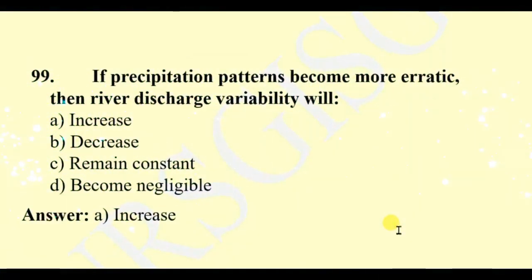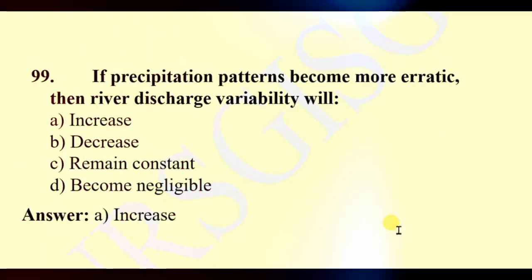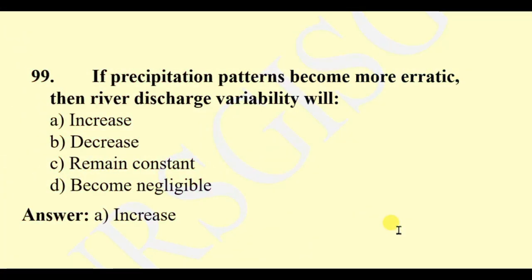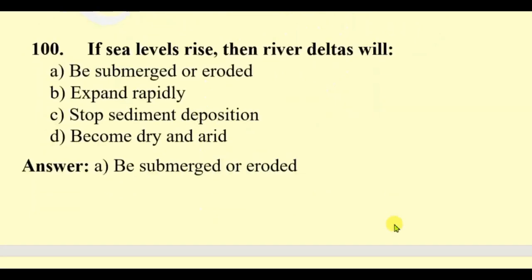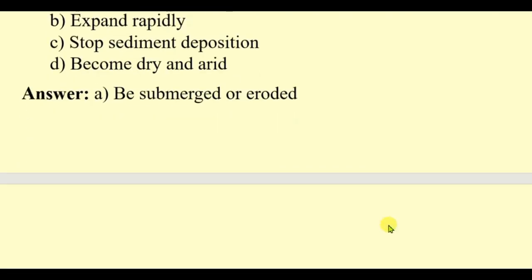Question number 99. If precipitation patterns become more erratic, then river discharge variability will increase, decrease, remain constant, or become negligible. The right answer will be increase. Question number 100. If sea level rises, then river deltas will be submerged or eroded, expand rapidly, stop sediment deposition, or become dry and arid. The right answer will be submerged or eroded.